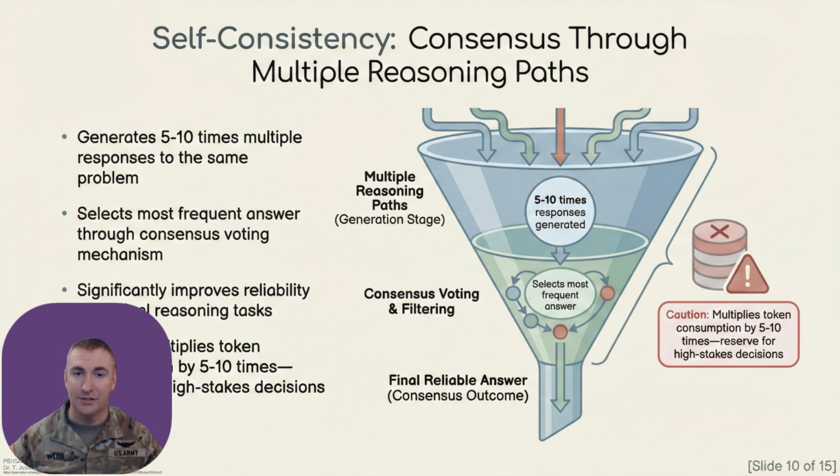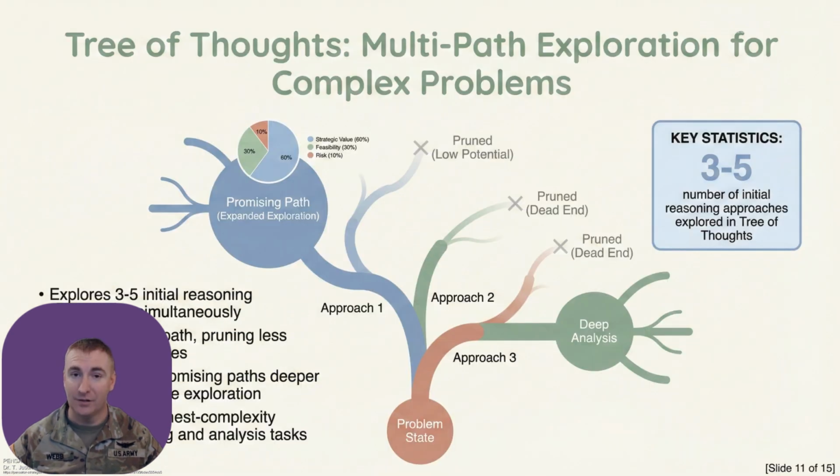When to use self-consistency. Critical decisions where single error proves unacceptable. Reserve this technique for genuinely high-stakes analysis. Tree of thoughts extends chain of thought by exploring multiple reasoning paths simultaneously and backtracking from dead ends. Military parallel, course of action analysis, and wargaming.